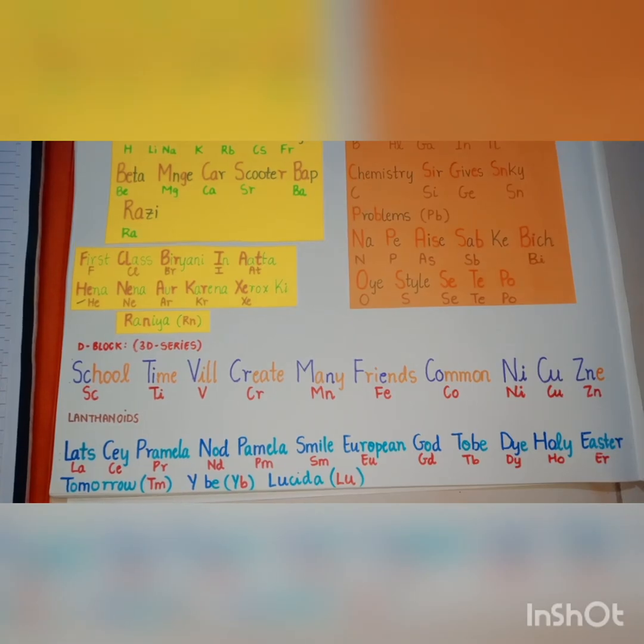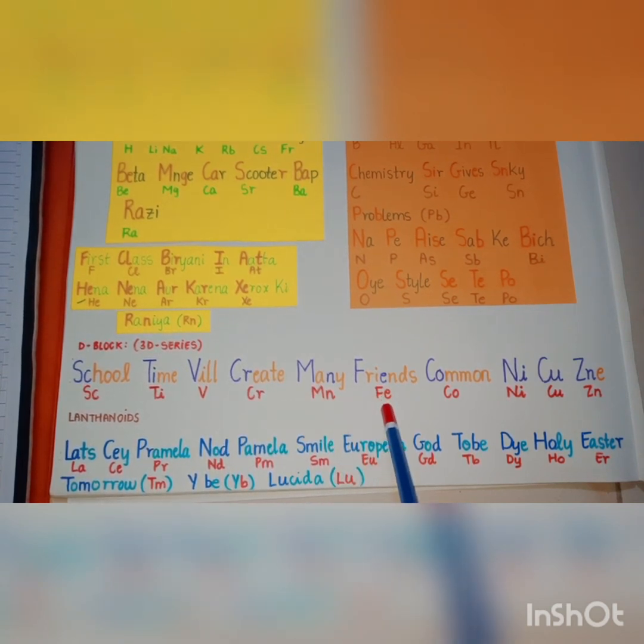Moving to the D block 3D series, our trick was school time will create many friends common Nikuzi, which means scandium, titanium, vanadium, chromium, manganese, iron, cobalt, nickel, copper, and zinc.